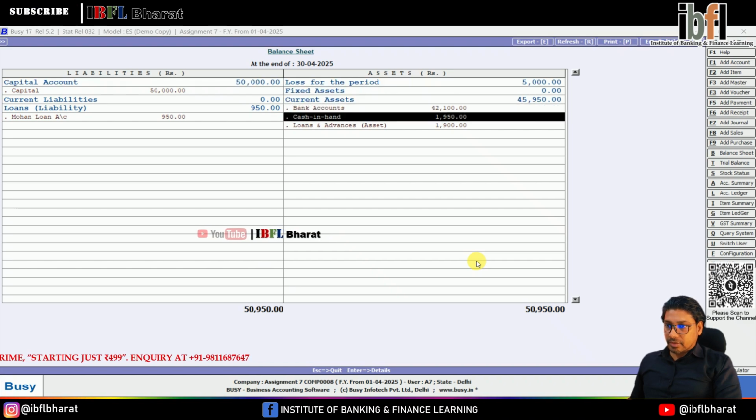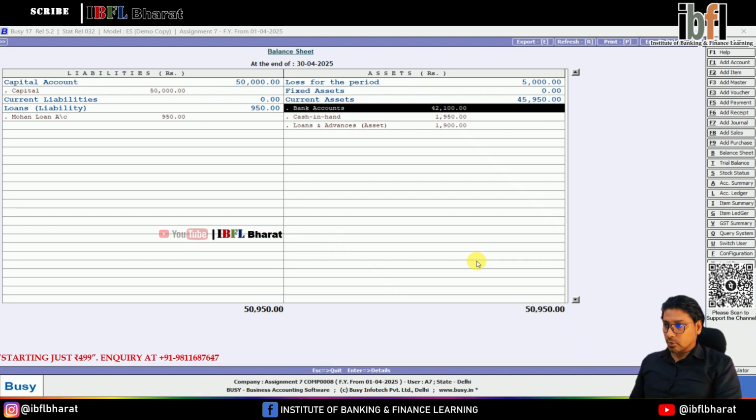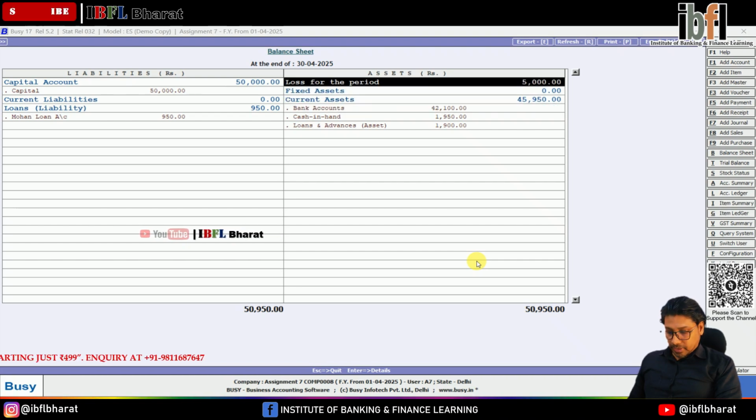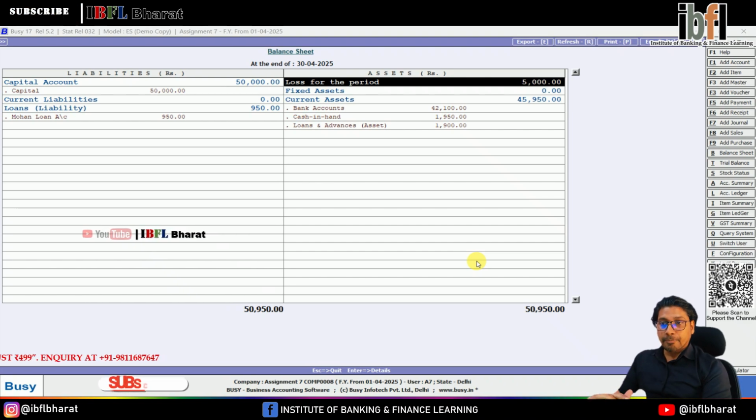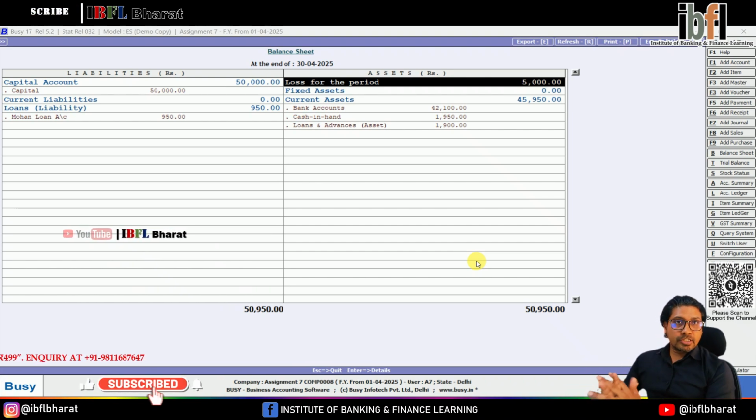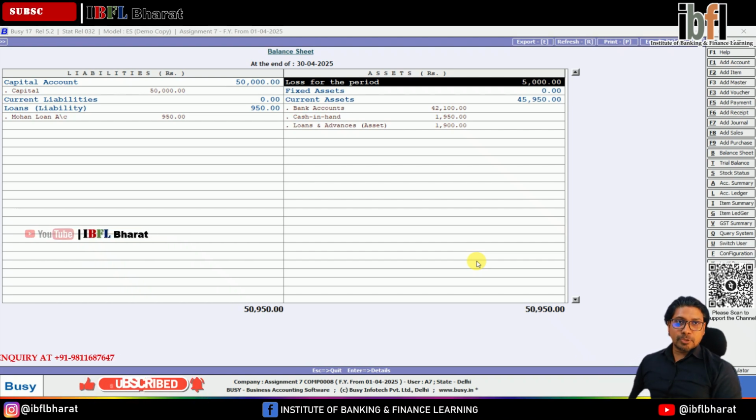Cash balance we are having is 1950. This is correct. Bank balance is 42,100. It is also correct. Loss for the period is 5,000 rupees. It is also correct. And the total of the balance sheet is given as 50,950 and it is also correct. So this was the case study we made, and the total time we have taken is approximately 6 minutes.